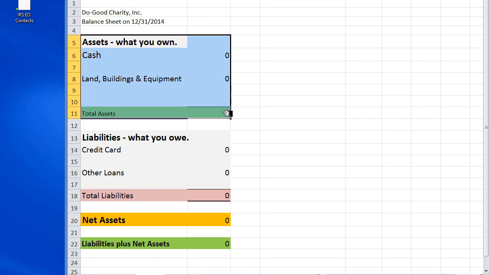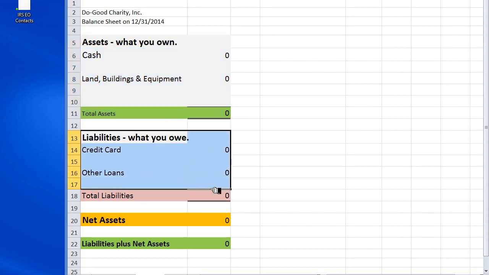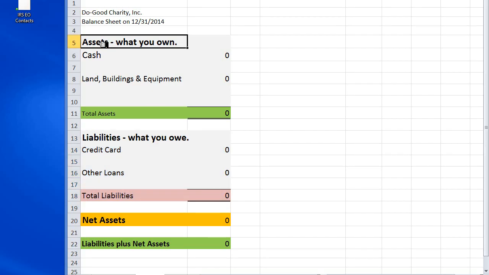Assets are what you own. That's the stuff you own: your bank account, your equipment, your vehicles, your land, your building, any of that. Accounts receivable, inventories. Liabilities, that's what you owe someone else. It could be a credit card balance or a loan, a mortgage, something like that. Usually, your liabilities show how you paid for your assets up here.